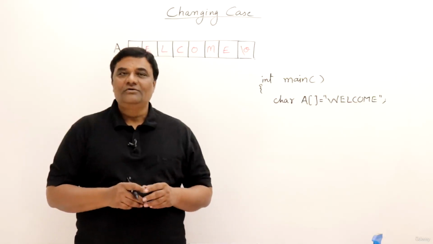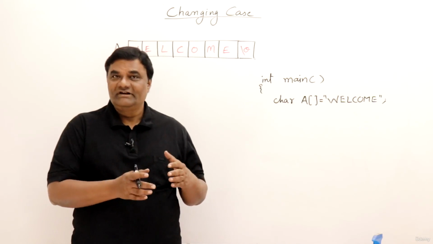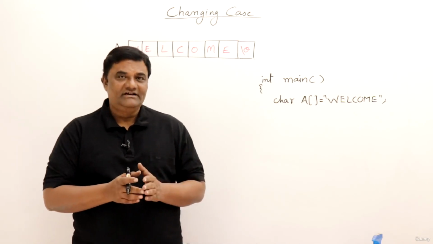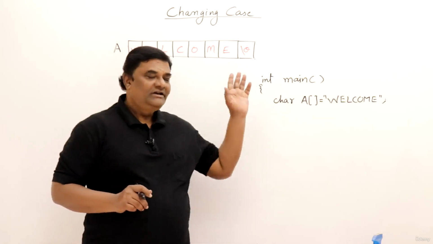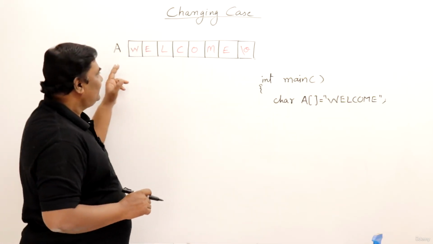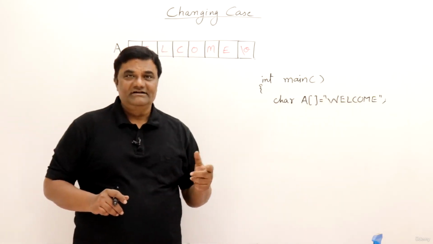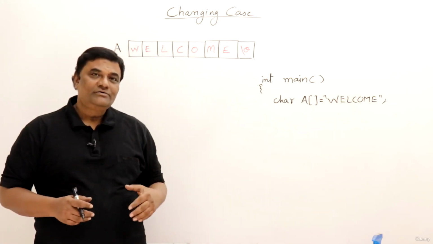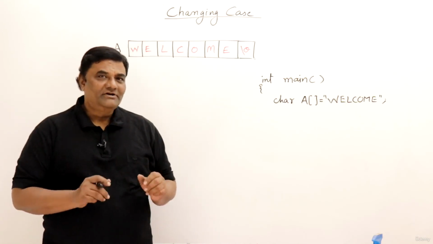In this video, we will see how to change the case of alphabets, that is, from lowercase to uppercase or uppercase to lowercase, of characters in a string. So here I have an example. I have a string that is WELCOME. This is all in capital letters or upper cases. I want to change those alphabets to lower cases. So how is it possible?